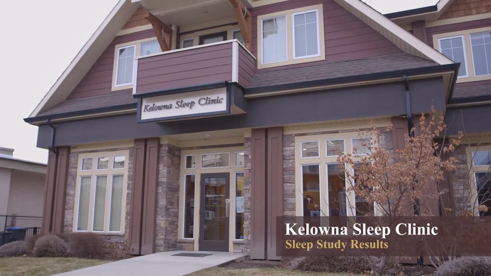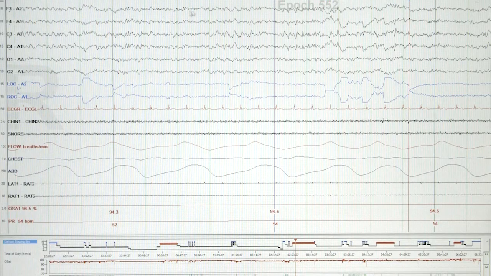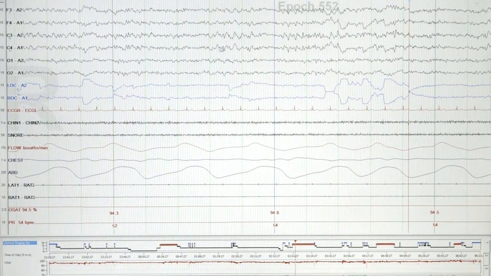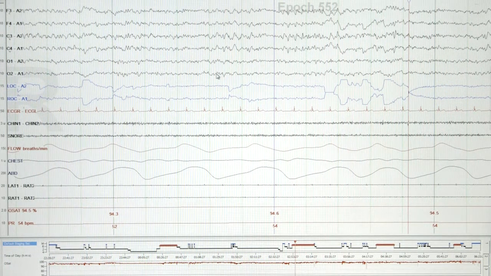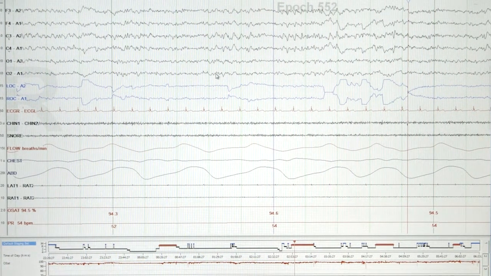Okay, we're going to go over the results of your sleep study. What we're looking at is 30 seconds of time, 19 different physiological parameters. These first 6 are brainwave channels. It tells us when you go to sleep, how deeply you sleep, and how often you wake up.